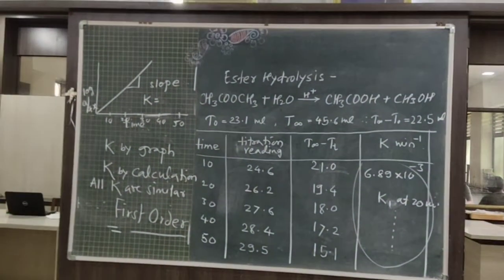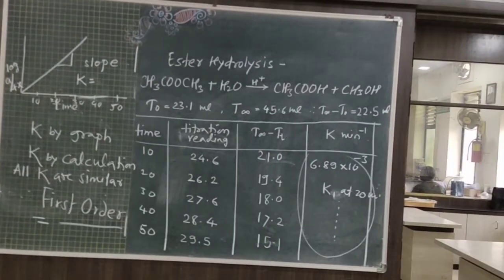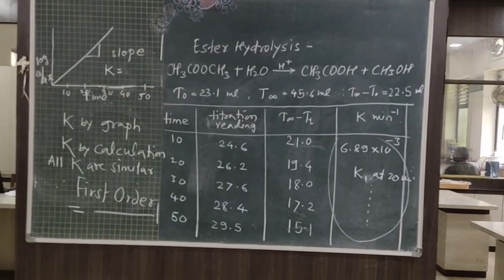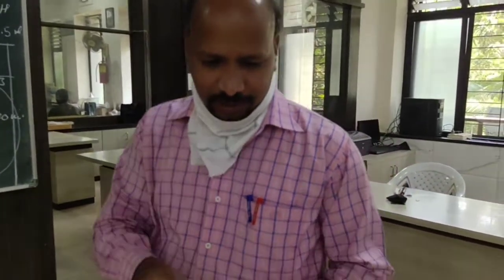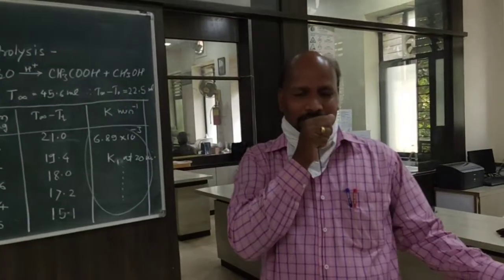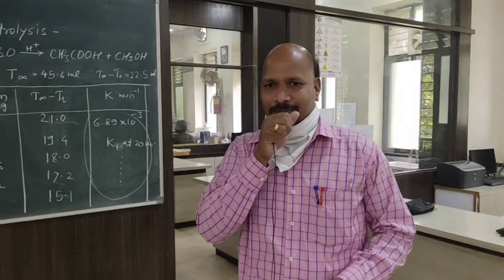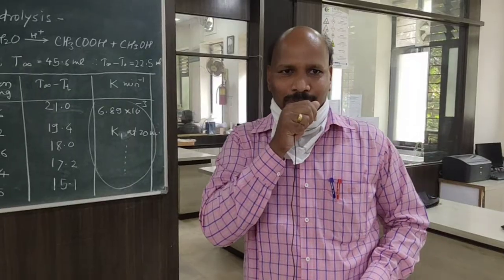Okay, so you will get the straight line graph of log a upon a minus x versus time. So you can say this reaction follows first order kinetics, with a nearly constant value of K. That means it is independent of initial concentration. So in our regular practical, we have to do this as it is, but because of time constraints, we explain here just the theory of this practical. Thank you.